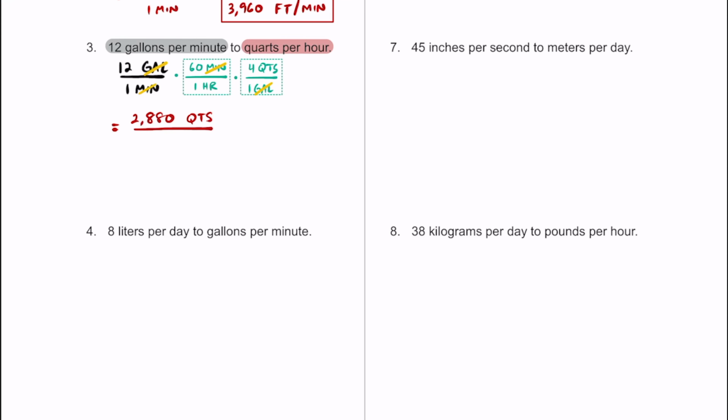And then on the denominator, or the bottom part here, we have 1 times 1 hour times 1. So that's all just ones. So that's going to be per 1 hour. So this one's actually kind of nice because we are basically done here because it's already a unit rate and it's already per 1 hour. So if you were filling up some sort of fish tank or something with 12 gallons every minute, that is the same thing as filling it with 2,880 quarts every hour.